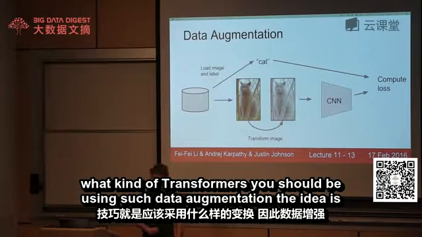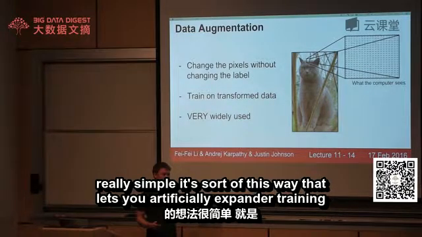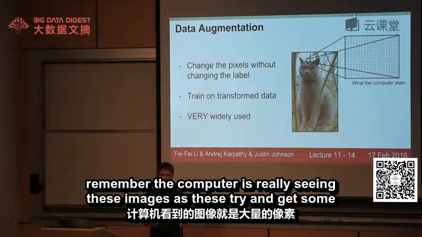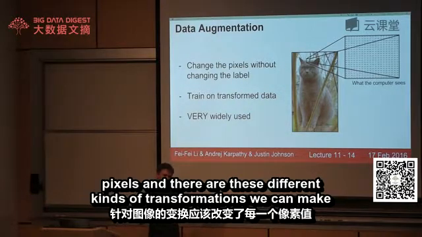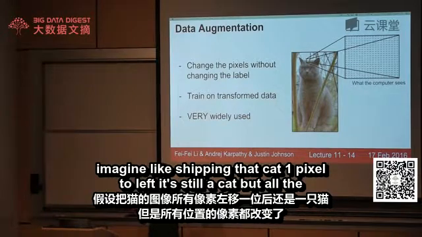Right, so data augmentation, the idea is really simple. It's a way that lets you artificially expand your training set through clever usage of different kinds of transformations. If you remember, the computer is really seeing these images as giant grids of pixels. And there are different kinds of transformations we can make that should preserve the label, but which will change all of the pixels. If you imagine shifting that cat one pixel to the left, it's still a cat, but all the pixels are going to change.